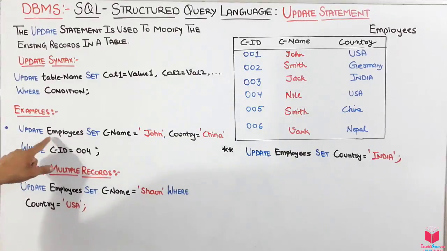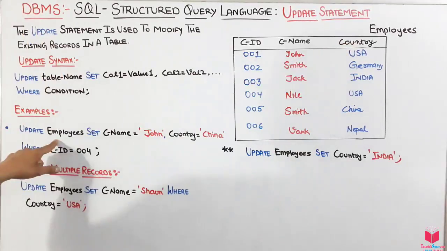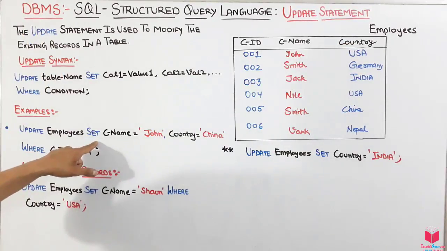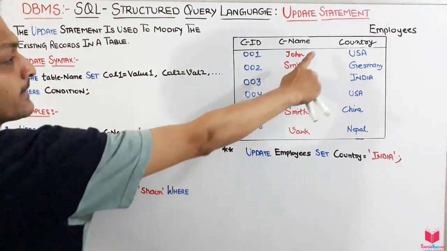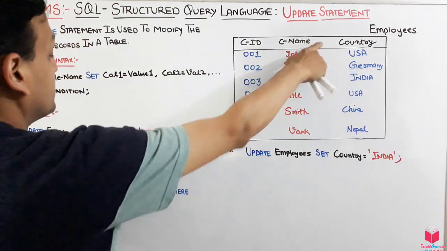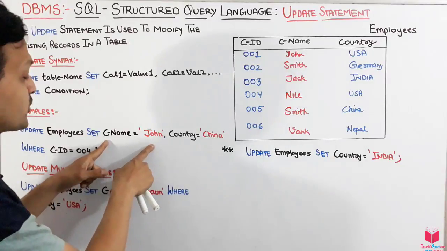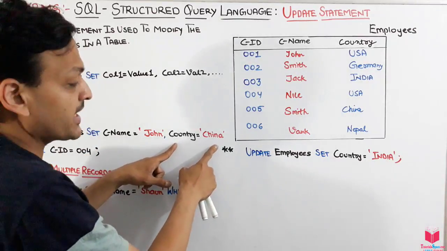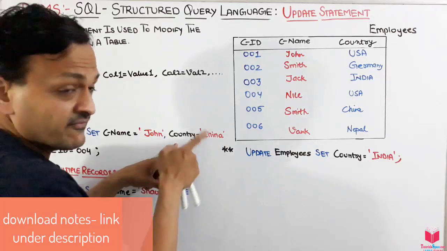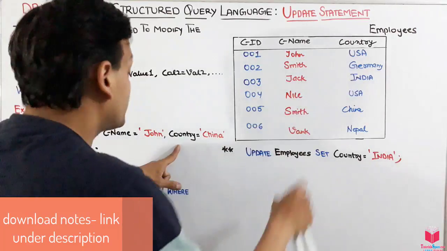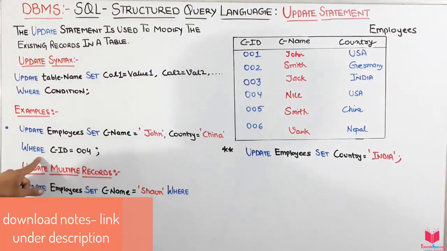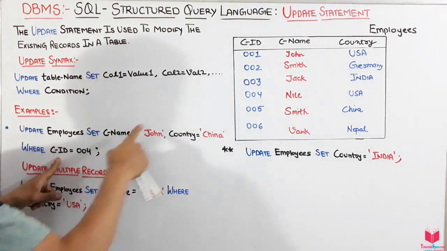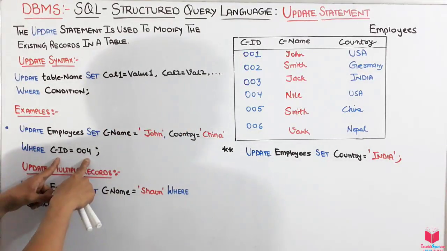UPDATE employees, update the employee table. Then SET CNAME, that is the attribute name or column name, equal to John. We have to set the value John in CNAME, and then country equal to China, that is, we have to set the China value in the country column. But where? This is the condition: WHERE CID is equal to 004.